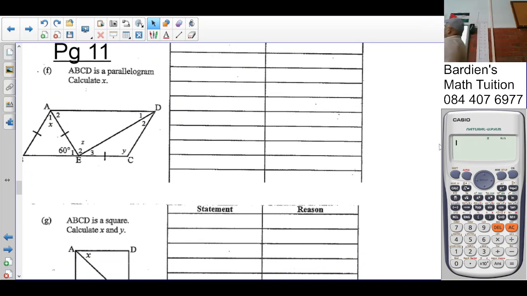Number 11. Here we are told that ABCD is a parallelogram. ABCD is a parallelogram. Many things come to mind. Okay, four properties. Two pairs of opposite sides are equal and parallel. Two pairs of opposite angles are equal, and the diagonals bisect each other. How are we going to solve for x?